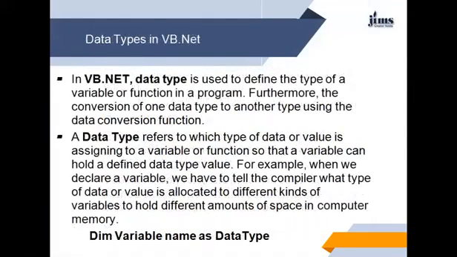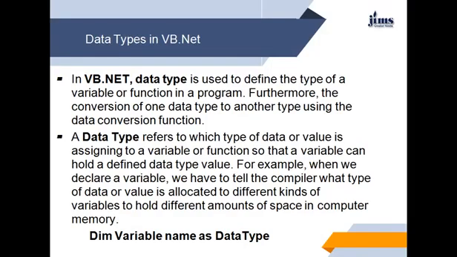Now we will discuss data types. In VB.NET, a data type is used to define the type of a variable or function in a program. Furthermore, one data type can be converted to another type using the data conversion functions. A data type refers to which type of data or value is assigned to a variable or function, so that a variable can hold a defined data type value.